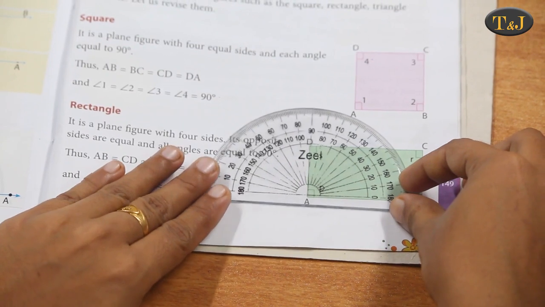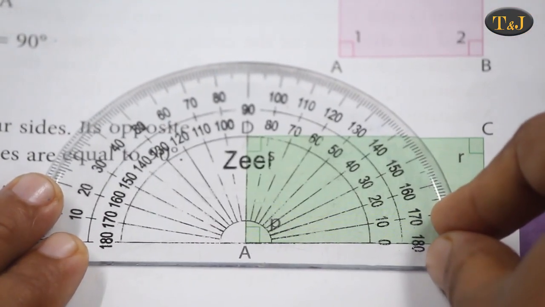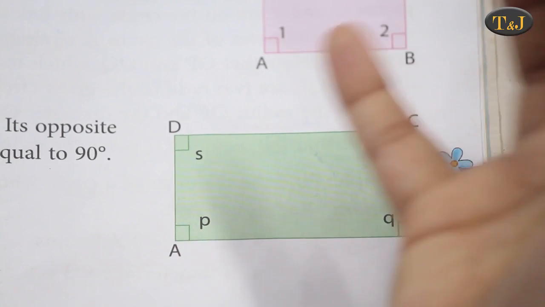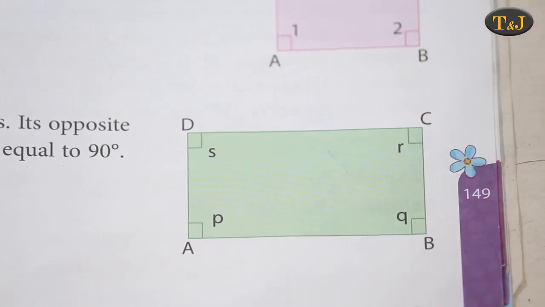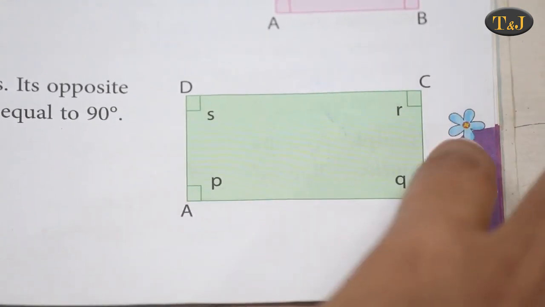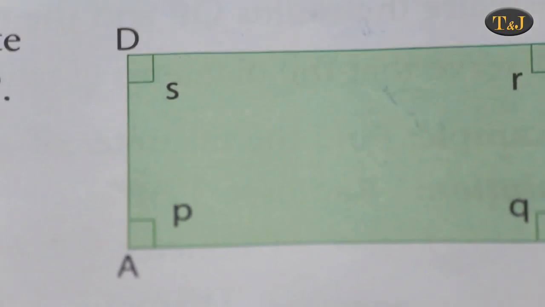We can use the protractor to measure the angle. Then angle A equal 90 degree. So angle B equal 90 degree, angle C equal 90 degree and angle D equal 90 degree. Rectangle means four sides but its opposite sides are equal and all angles are equal to 90 degree.